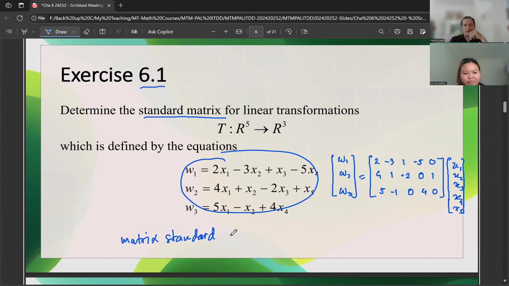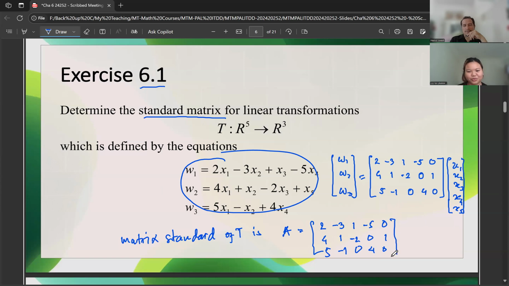So the standard matrix of T is A, and A is 2, minus 3, 1, minus 5, 0, 4, 1, minus 2, 0, 1, 1, and 5, minus 1, 1, 0, 0, 4, 0. So we have the standard matrix of T like this. This is our answer for exercise 6.1.